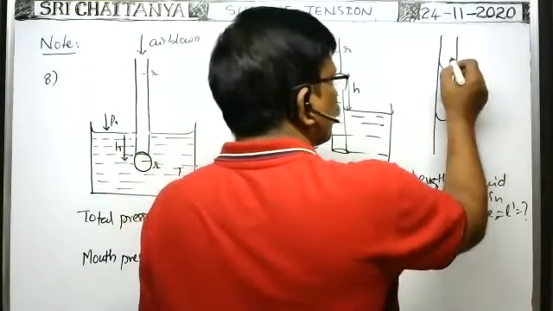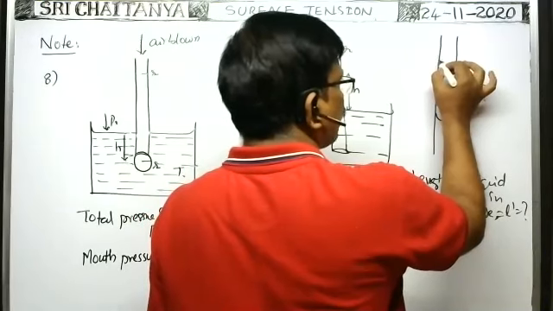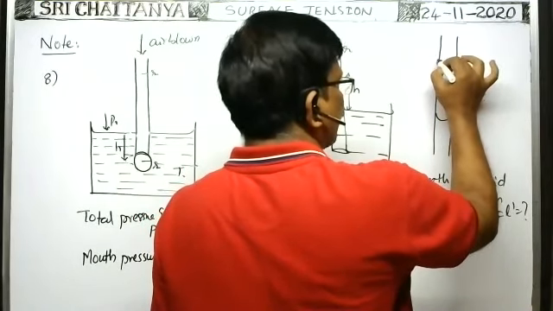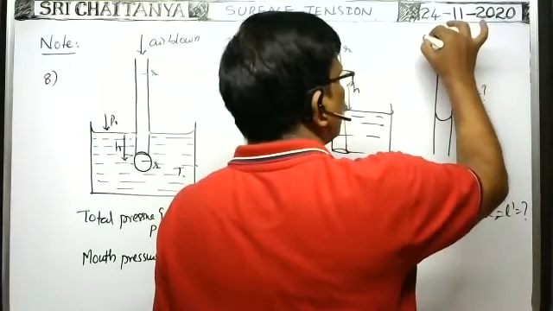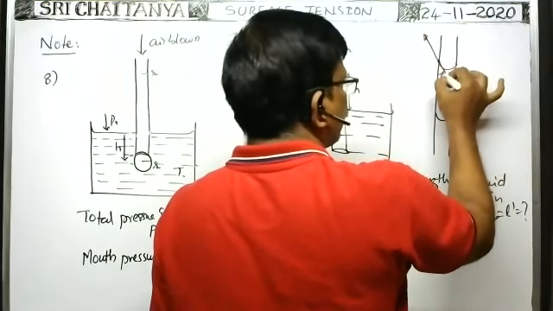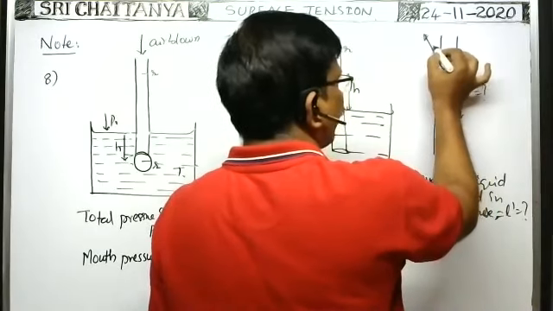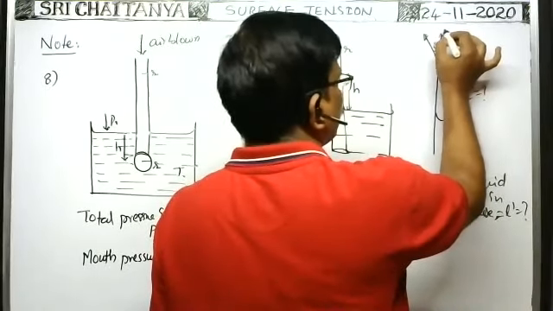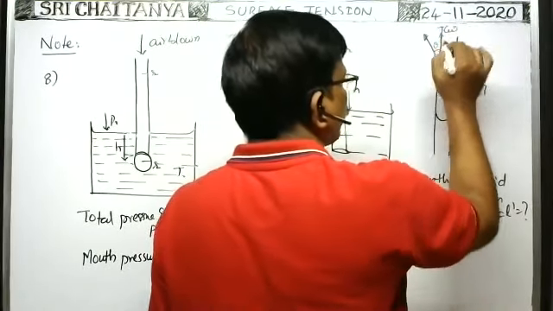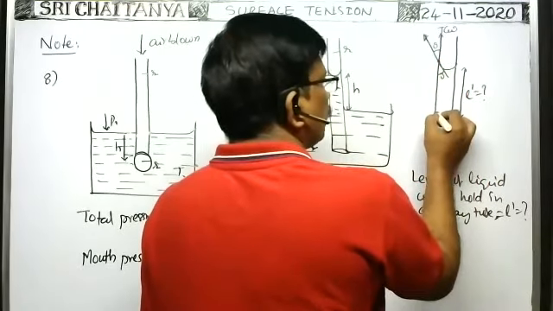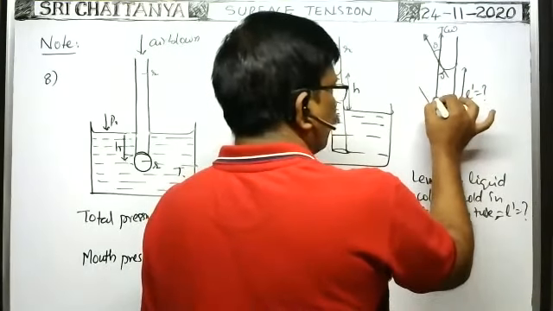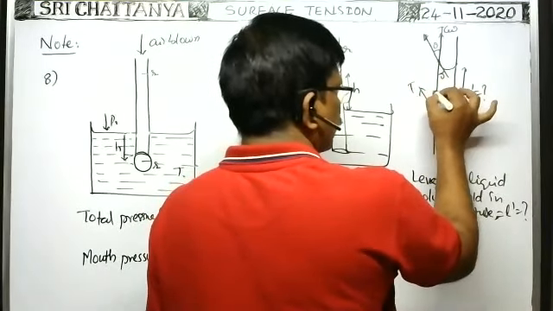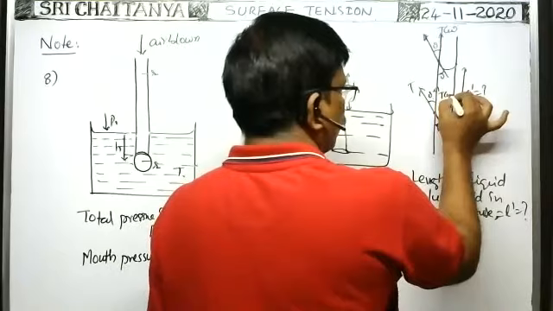At this point of contact, the surface tension acts along the tangential direction in this direction. The angle of contact is theta, so this is also theta. Then this is equal to T cos theta. At this point also, surface tension acts along this direction with angle of contact theta, so the force due to surface tension in this direction is also T cos theta.